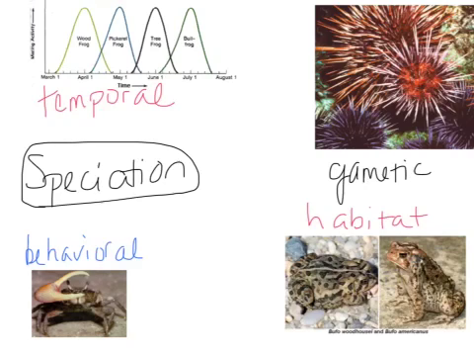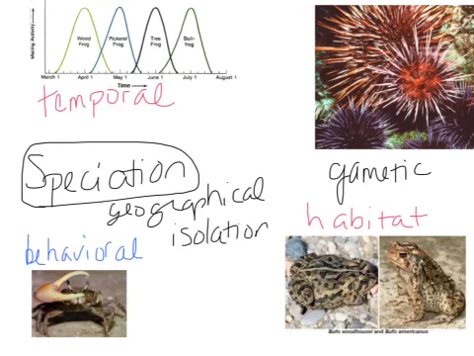Let's take a look very quickly at some of the different ways that an organism can be isolated that can lead to speciation. One of them we've been talking about in class, geographical. A river, a mountain, they'd be physically separated. So geographical isolation could lead to the formation of a new species.